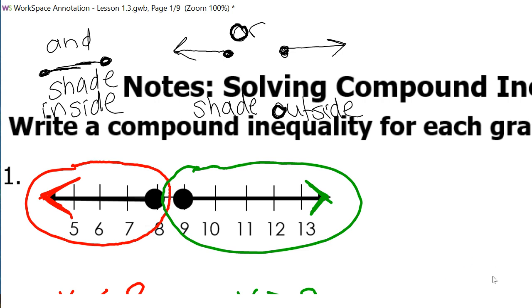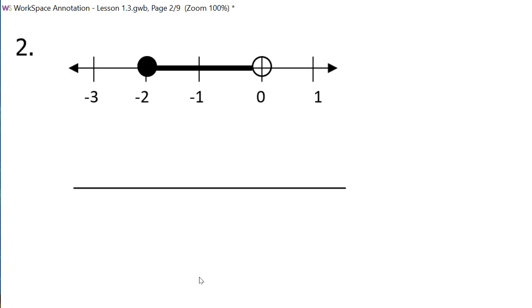Number 2, look at your endpoints. Do they shade inside or outside? Inside. So this would be an and inequality. The fastest way to write an and inequality, I call it a less than sandwich. Because I put my variable x in the middle, and a good sandwich has to have both pieces of bread. So I call it a less than sandwich because you have to have x sandwiched between two less than.